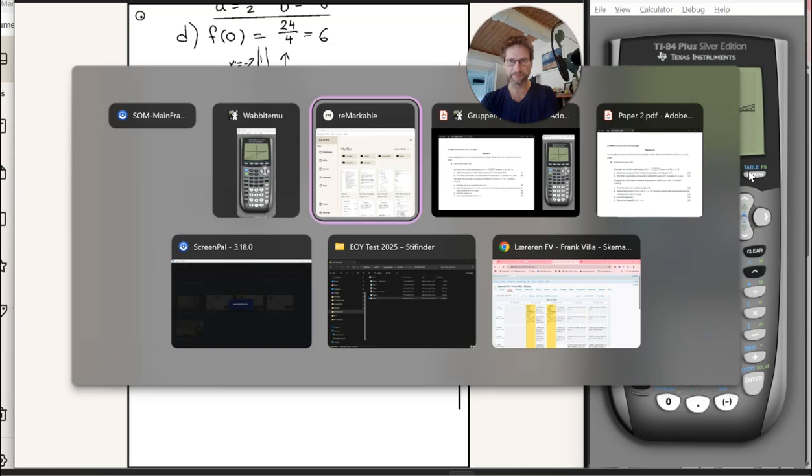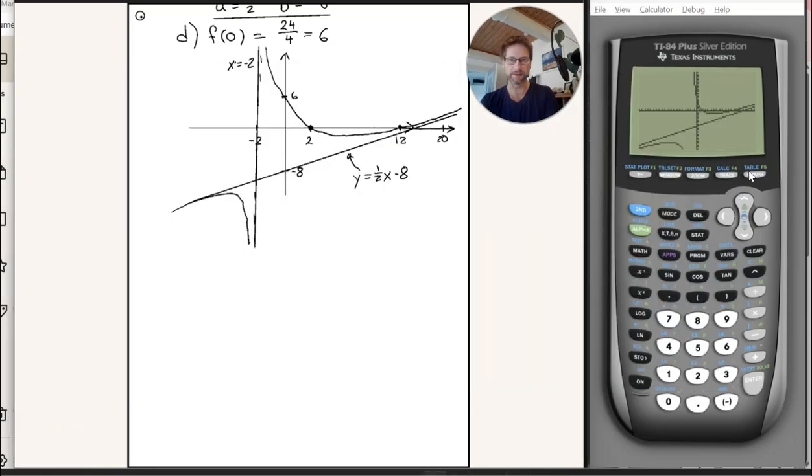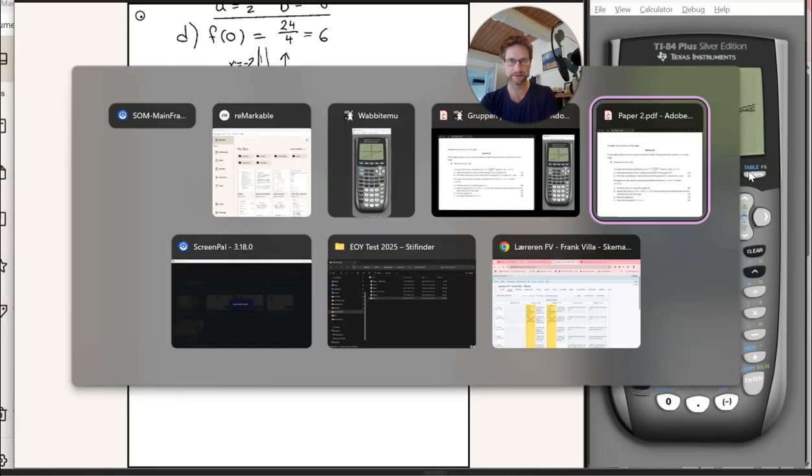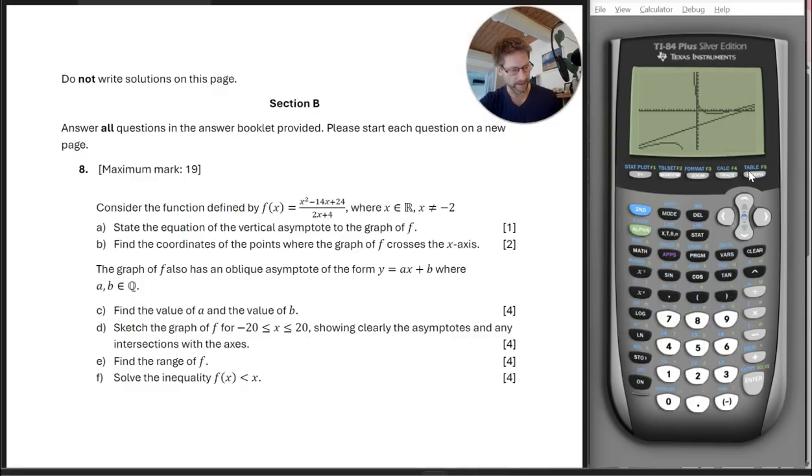Then, oh, come on. Question E says find the range of the function.